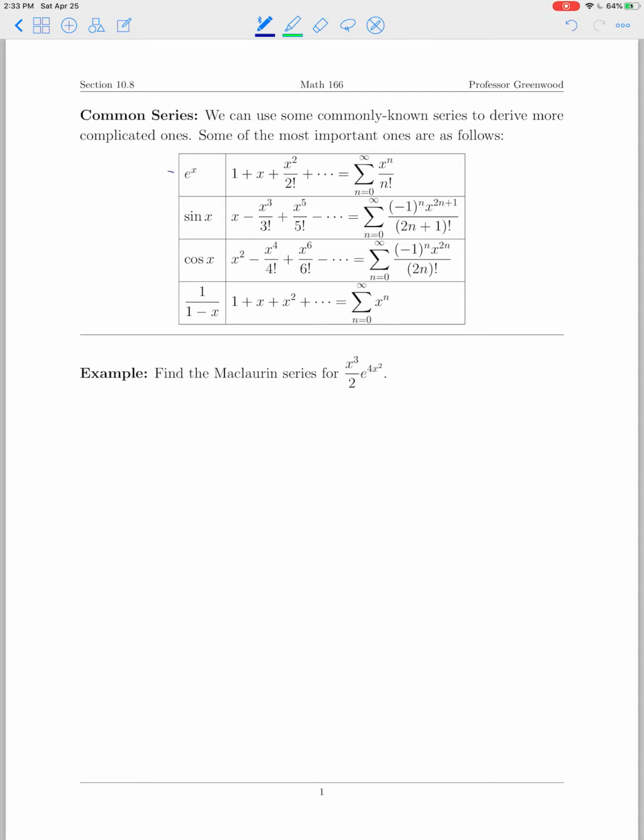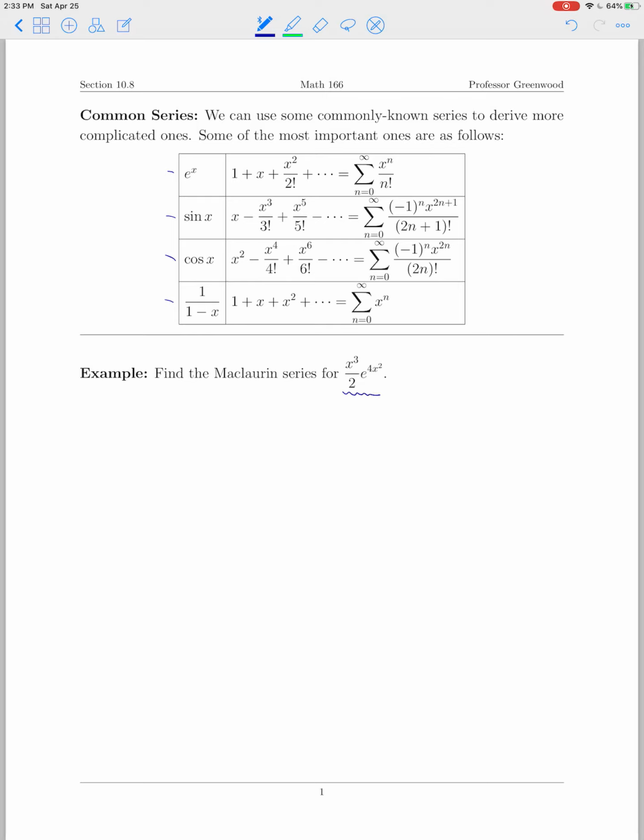And so we can use the Taylor series for e to the x or sine or cosine or 1 over 1 minus x to develop Taylor series for a bunch of other functions. And so the advantage here is that we don't have to take derivatives of a function over and over again in order to find its Taylor series if we can just relate it back to a different function that we already know. And so as an example, let's try and find the Maclaurin series for x cubed over 2 times e to the 4x squared.